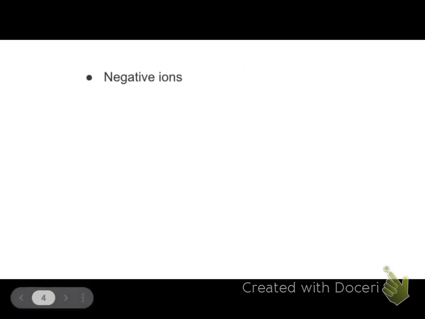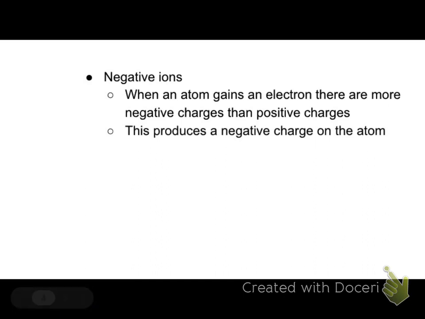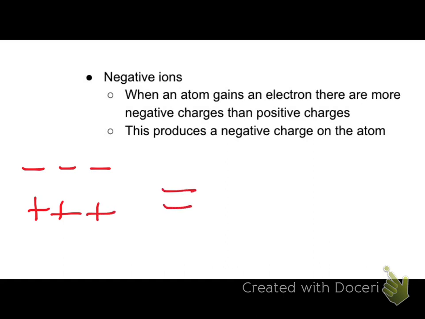It's also possible to add electrons, and when you add electrons, you are adding negative charges, and as a result, you will wind up with a negative charge on the atom. If you are having trouble visualizing this, I often recommend that people simply draw themselves a picture. So think about if you have 3 negative charges and 3 positive charges, when they're all balanced out, they equal 0, right? Because there's 1 for each of them.